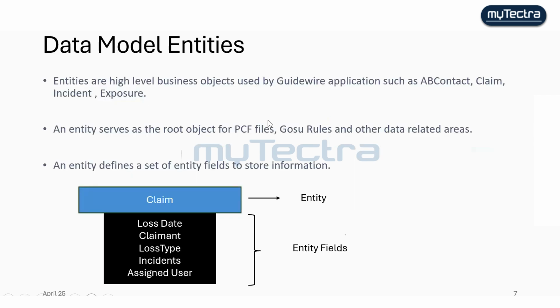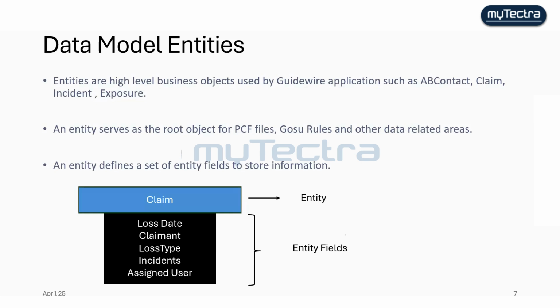We'll see a little more detail about entities. Entities are, as you know, high-level business objects used by the Guidewire application, such as contact, claim, incident, exposure. This is also the root object of a PCF. In any PCF file, for example a new claim wizard, when you click on new, the claim object will be there, which you will populate. Or you are opening an existing claim in the UI. That screen will have a claim object.